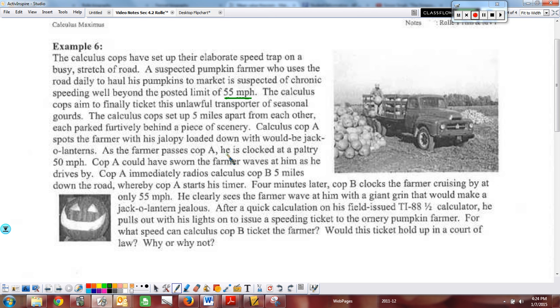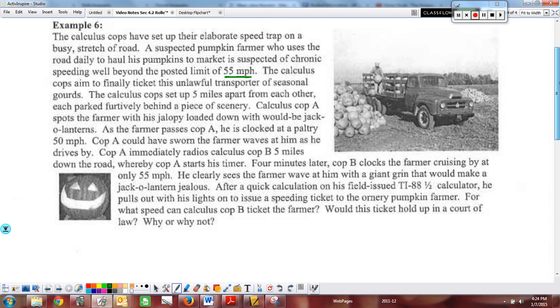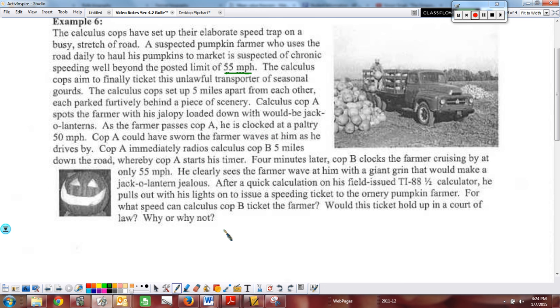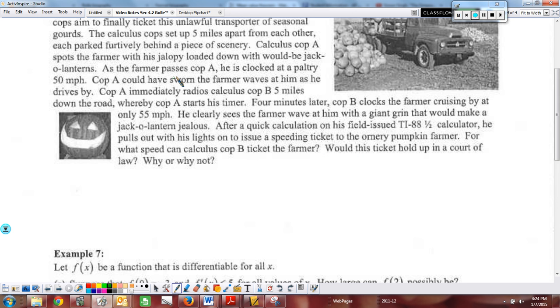And they want to be able to prove that he speeds. So what they're basically going to do, they're going to set themselves up 5 miles apart from each other. And they're going to hide themselves behind some shrubs and things like that. And cop A is going to spot the farmer, and the farmer's going to pass, and he's going to be going 50 miles per hour.